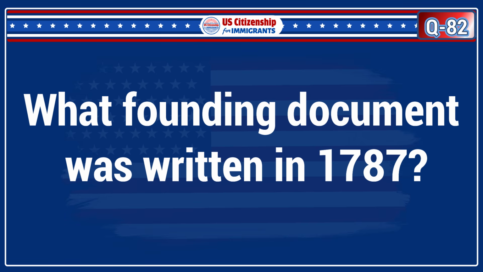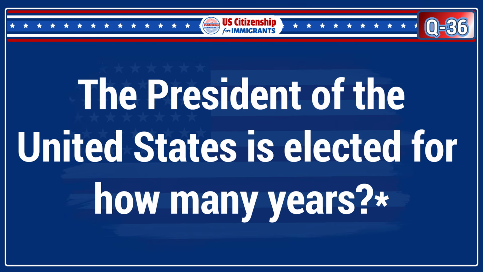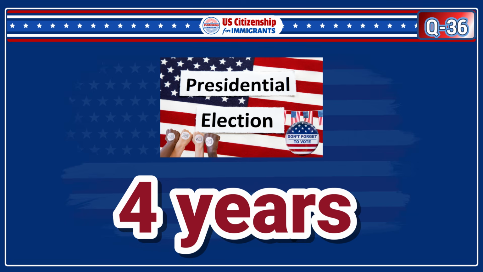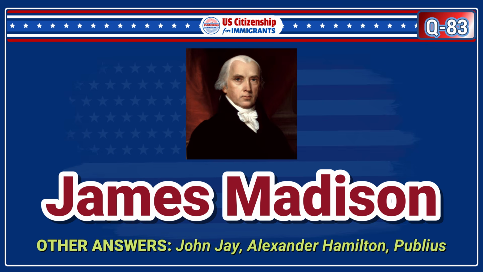82. What founding document was written in 1787? U.S. Constitution. 36. The President of the United States is elected for how many years? 4 years. 83. The Federalist Papers supported the passage of the U.S. Constitution. Name one of the writers. James Madison.